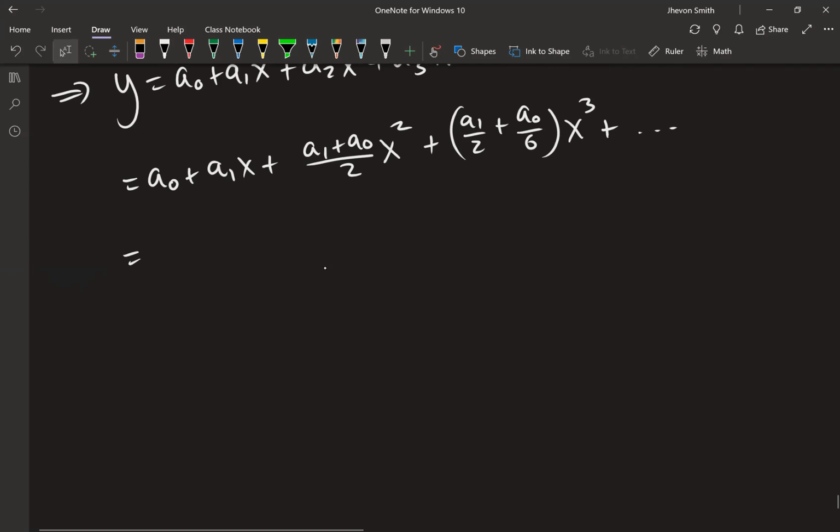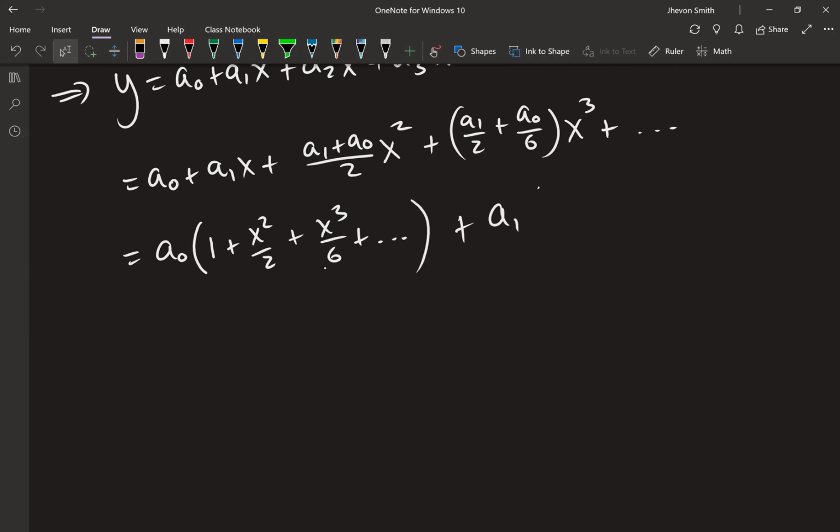This guy would look like, if I group all the a0s, 1 plus x squared over 2 plus x cubed over 6 plus and so on, plus a1 times x plus x squared over 2 plus x cubed over 2 plus and so on.